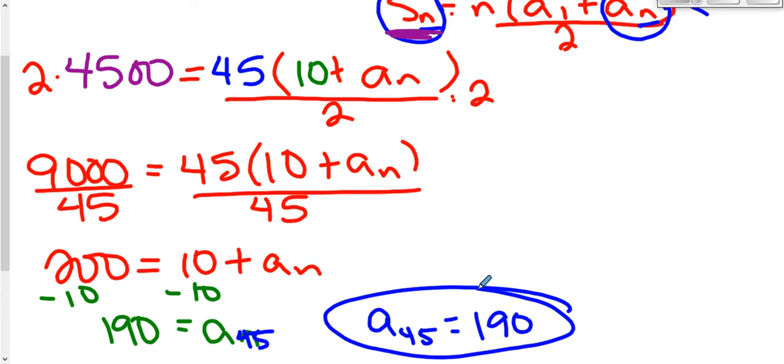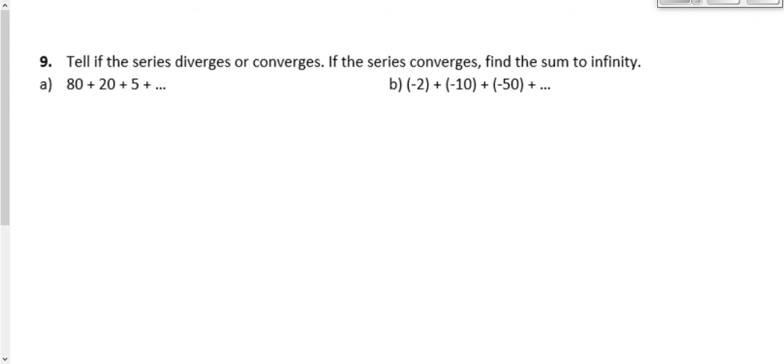We're going to look at question 9 from the review, which is talking about diverging and converging, which is only for geometric series. So this is only geometric. For geometric series, we're looking at adding together these different numbers and figuring out if they go toward a real number or if they go toward infinity. And we only have to find the sum to infinity if it converges at a real number.